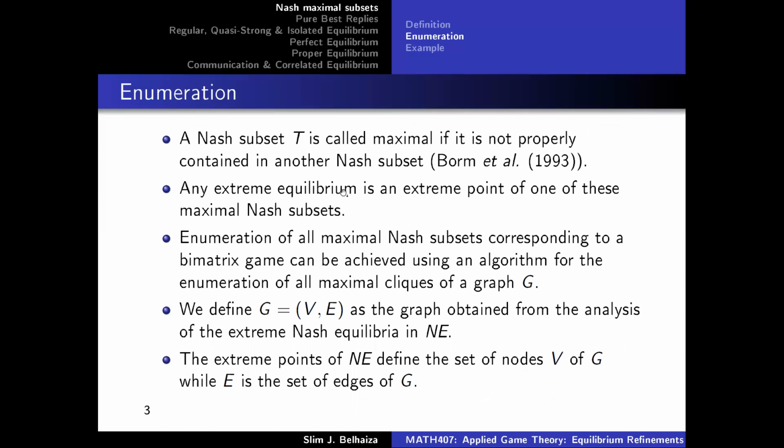One of the things we could do is enumerate all maximal Nash subsets corresponding to a bimatrix game, using an algorithm for the enumeration of maximal cliques in graph theory. For example, define G as the graph obtained from the analysis of extreme Nash equilibria in NE. The extreme points of NE define the set of nodes, that is, the extreme Nash equilibria. We put an edge between every pair of extreme Nash equilibria if they are interchangeable. A maximal clique is a subgraph with maximum connectivity, so you could enumerate all the maximal Nash subsets.